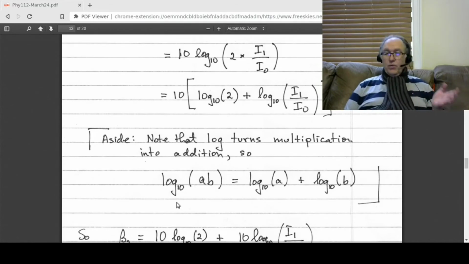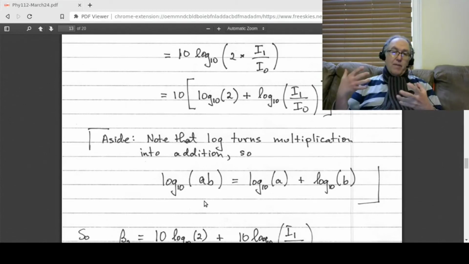It really doesn't matter whether it's base 10. We're working in base 10, but it could be any base. It could be the natural log or whatever. But if you have the log of A times B, that's just equal to the log of A plus the log of B. Okay, so the log distributes over A and B, but converts the multiplication into addition. That's just a property of logs, which I won't prove for you right now. But that's exactly what I made use of above.